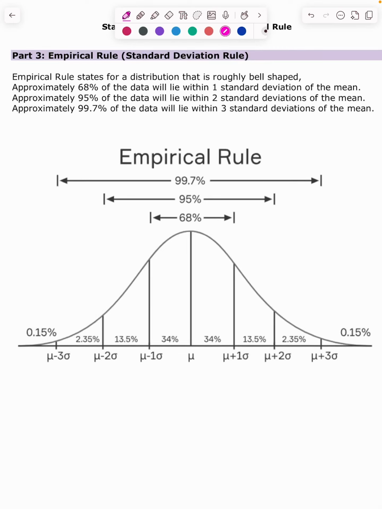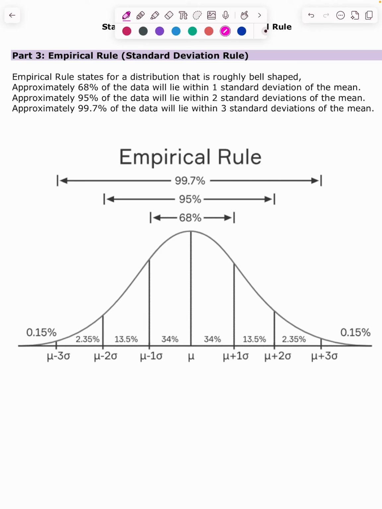All right, we're going to look at another application of standard deviation, and that is the empirical rule, also known as the standard deviation rule, also known as the 68, 95, 99.7 rule.